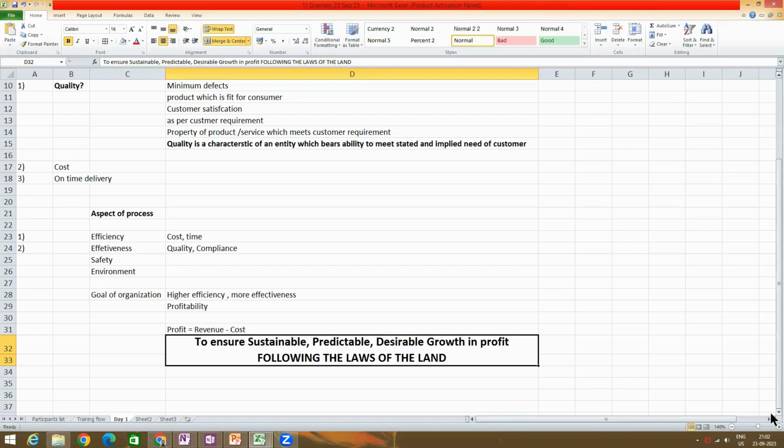If there is unpredictability, then the share market will go down. So an organization needs to ensure that the growth in profit is sustainable and predictable. The important aspect is following the laws of the land. Nobody can do business in drug dealing or arms because those are not compliant with the laws of the land. All the laws with respect to taxation and others, we need to follow.